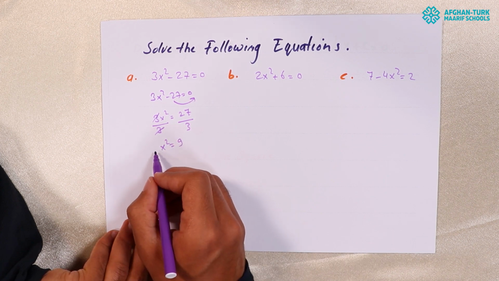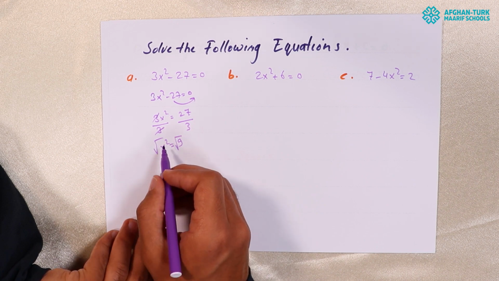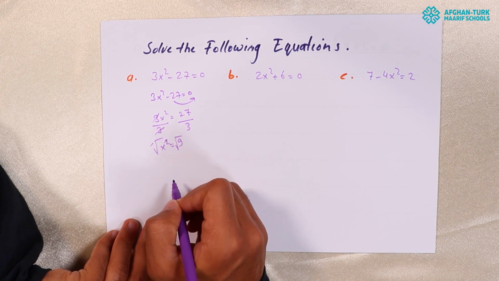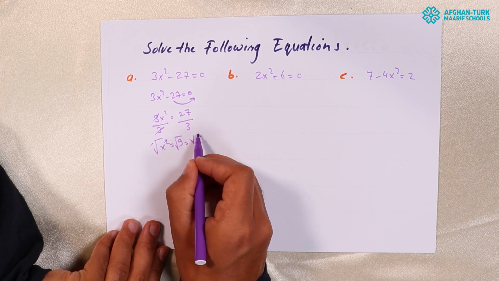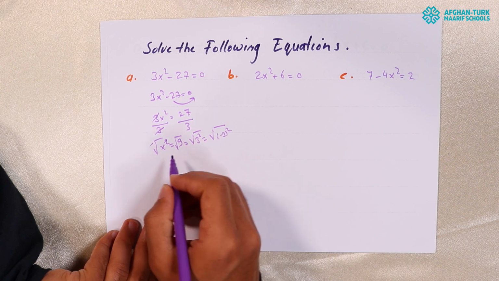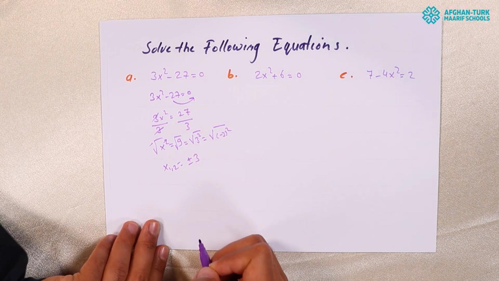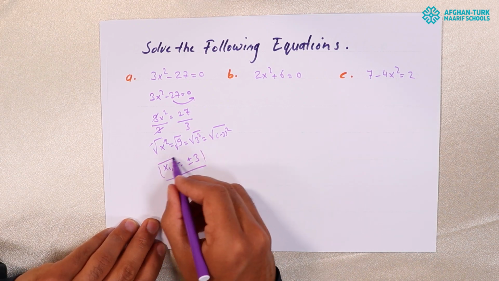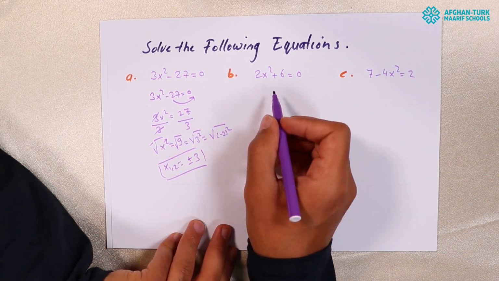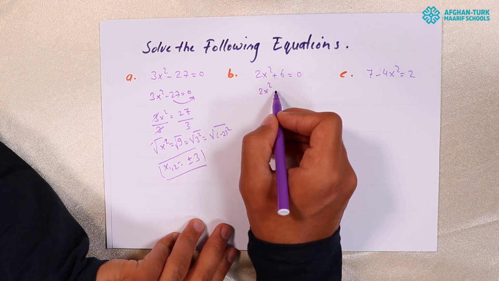So in order to find x1 and x2, we have to take the square root. 9 will be 3 squared. Okay, also minus 3 squared. So the answer will be plus and minus 3. Okay, did you understand? Look at the second question. We also act like the previous question.